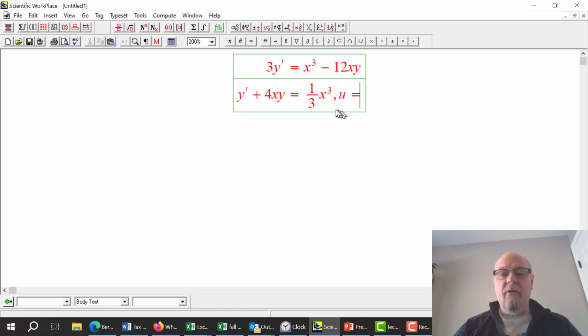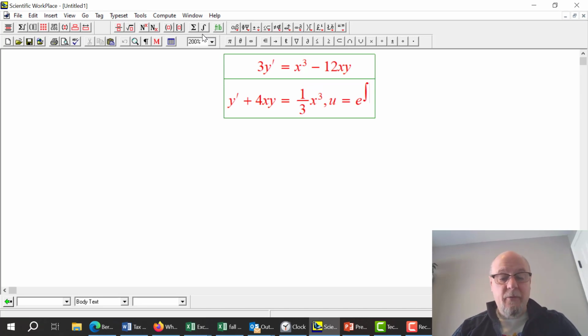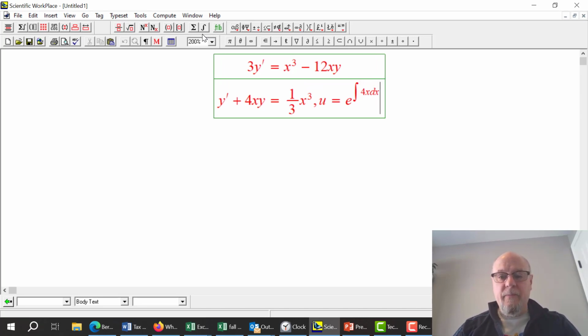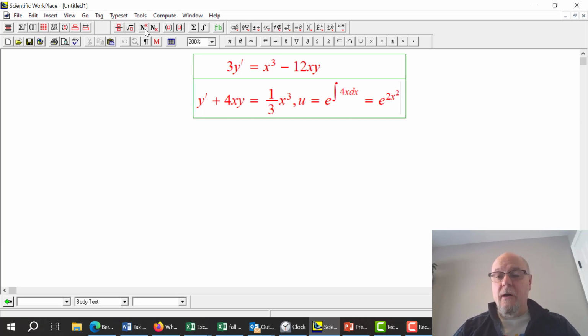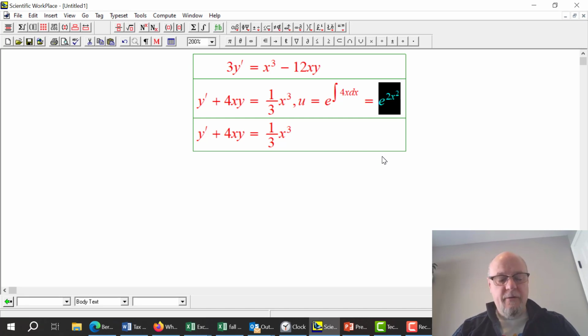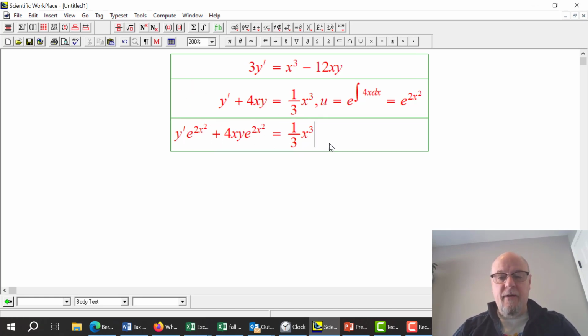I'm going to get the integrating factor. The integrating factor u is equal to e to the integral of p, so e to the integral of 4x. That's going to be e to the 2x squared when I integrate the 4x with respect to x. Don't need a plus c on that. Now I'm going to multiply all three sides through by that integrating factor. Take my first order linear differential equation that's in standard form, y prime plus py equals q, and I multiply all three sides through by that integrating factor.